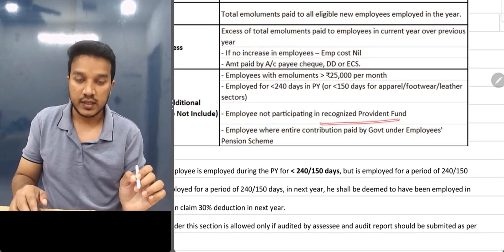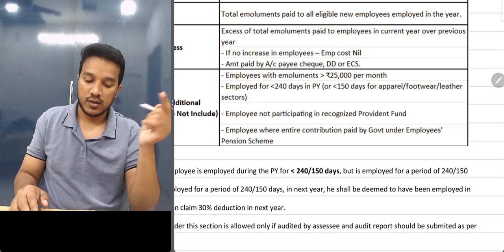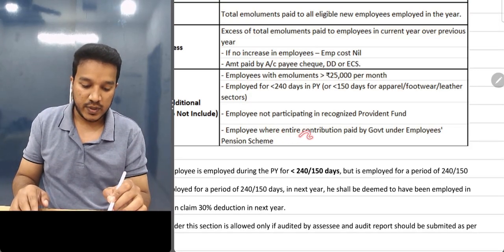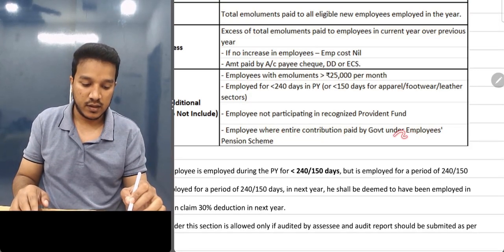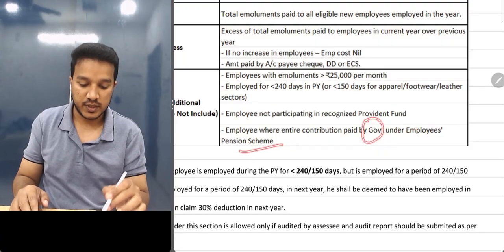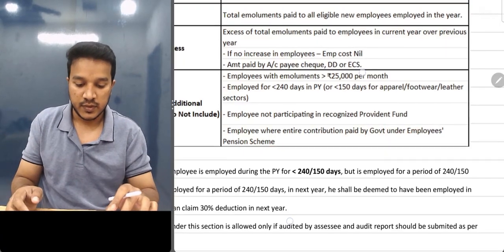And they should be participating in a recognized provident fund. If they don't participate, not eligible. And employees where the entire contribution is paid by the government under the Employees' Pension Scheme are also not eligible.